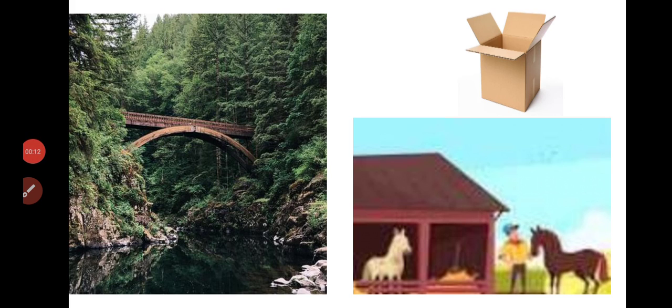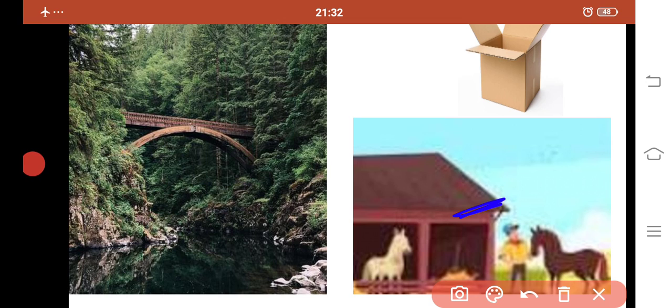Today in our class we are going to see the degrees of comparison. Before we see that, I am going to show some objects. Here can you see the picture of a box? Then we can see the picture of a stable, where horses live. We can see two horses and a man in this picture. In this picture we can see a bridge. These are nouns. Already we learned what a noun is.